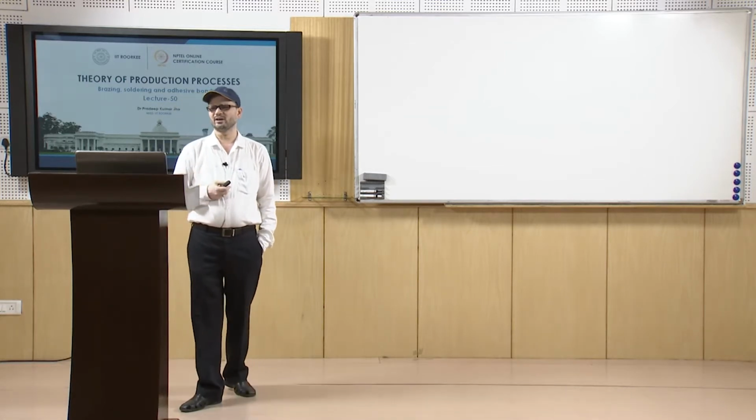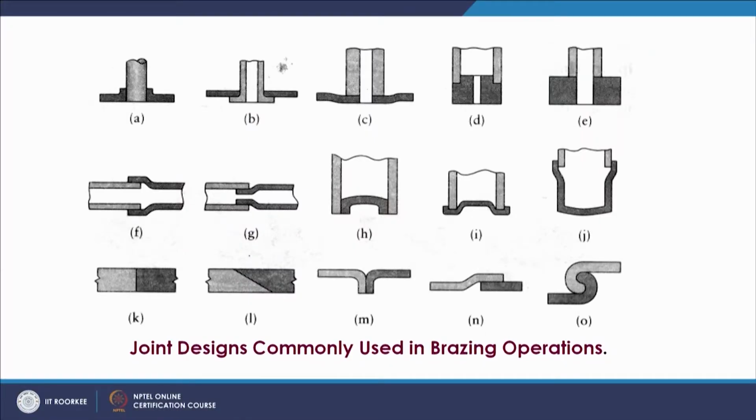These are the different joint designs which are commonly used in the case of brazing operations. As you see, you have lap joints or so. Normally, you have different types of joints. You can see you have interlocking of the joints going on, lap type of joints going on. You have different types of joints in different way you can join them.